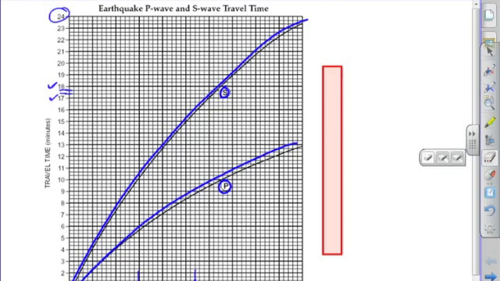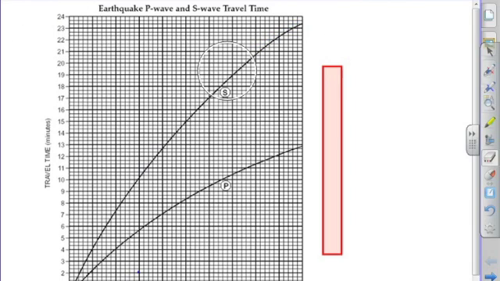So now that we've pulled apart the graph and we know what each of the values is worth, let's practice using this graph on some sample questions. A couple of right out of the gate easy questions. Ready? How far will a P wave travel in 10 minutes?